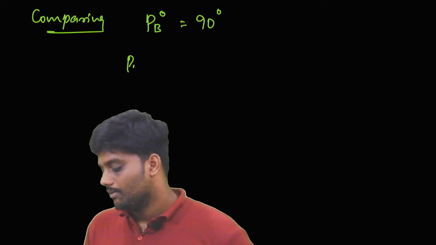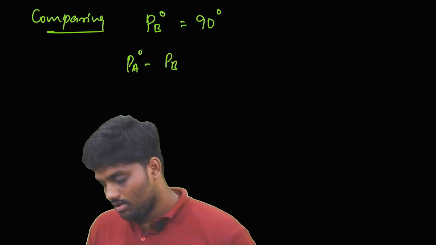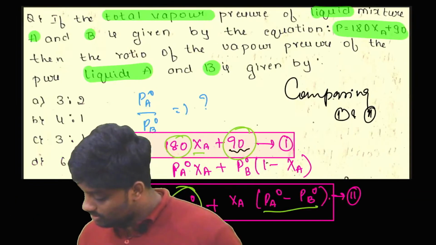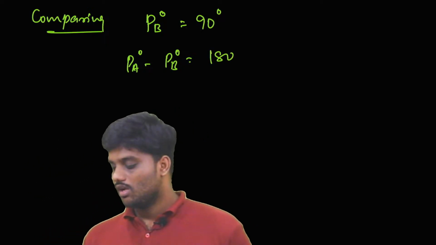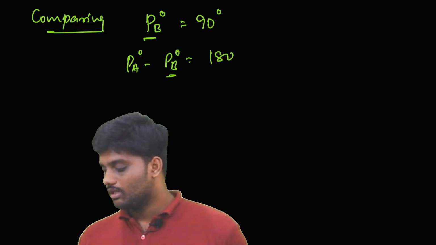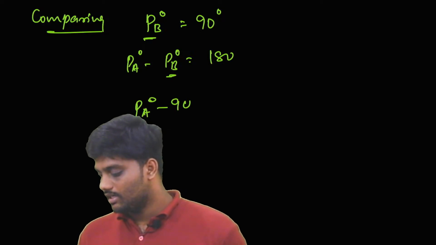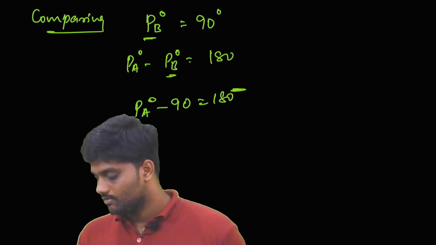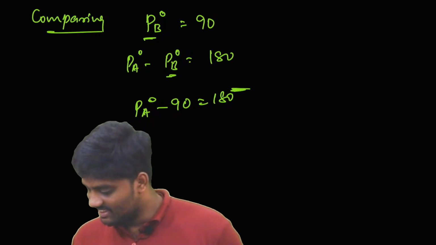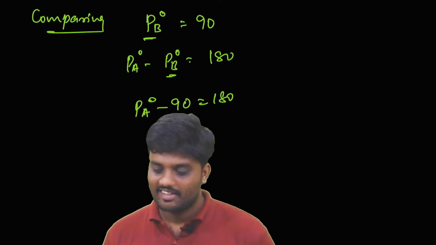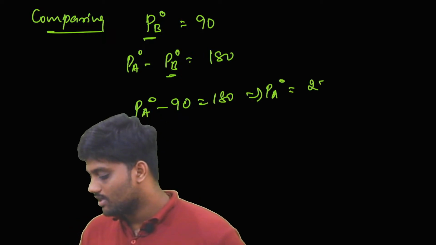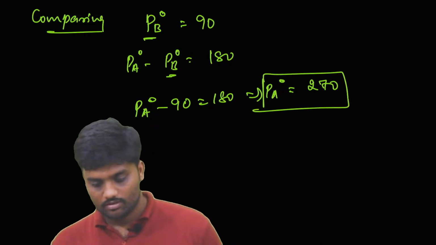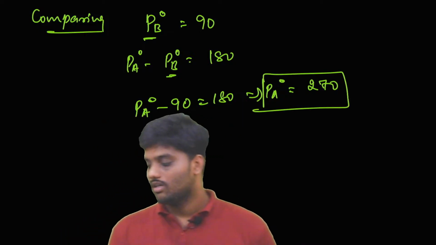By comparing, PB naught is equal to 90. Then PA naught minus PB naught is equal to 180. Now that the PB naught value is known, put the PB naught value here: PA naught minus 90 is equal to 180. From here you will get PA naught is equal to 270.